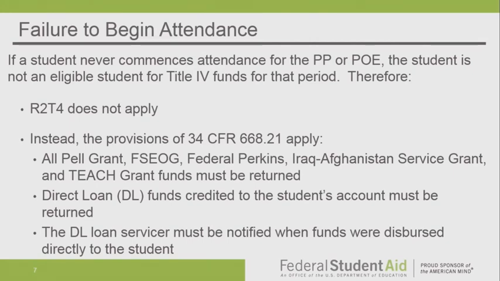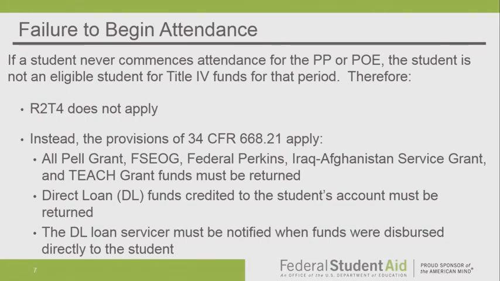The provisions under 668.21 apply, and that's a separate part of the regulations from the return of Title IV requirements. In that case, all Pell Grant, FSEOG, Federal Perkins Loan, Iraq Afghanistan Service Grant, and TEACH Grant funds must be returned, every dollar. Direct Loan funds credited to the student's account must be returned, and then the Direct Loan servicer must be notified when funds were disbursed directly to the student.